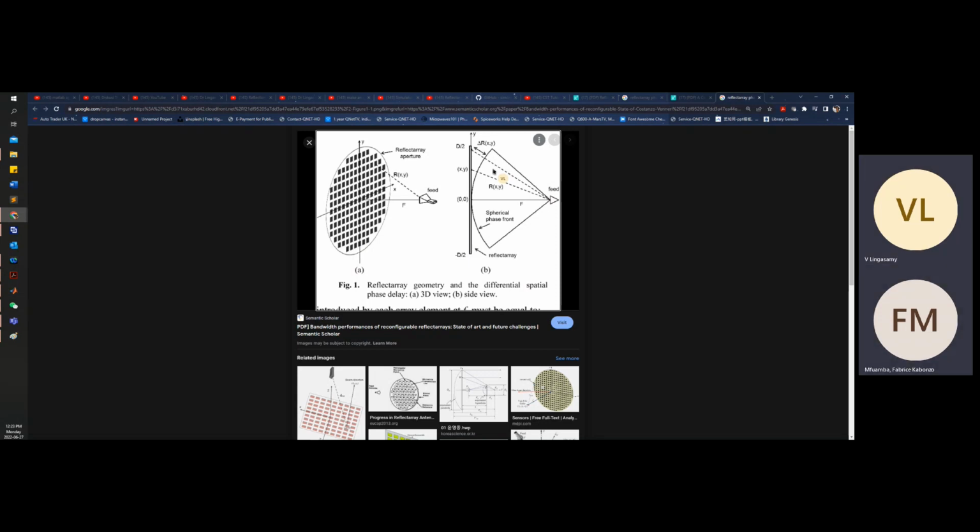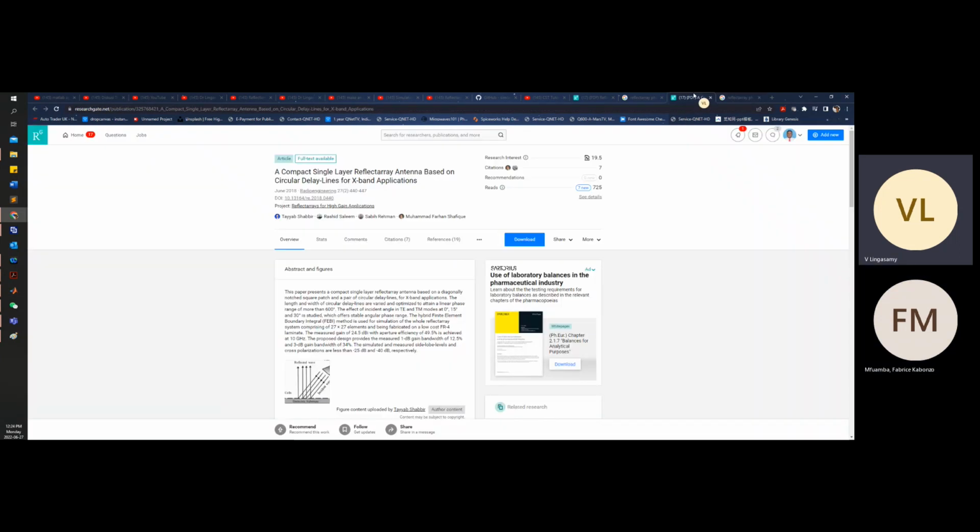That is done in two steps. First, we need to find out what phase to compensate at each point with the help of the parabolic equation. The parabolic equation tells, for each location of the element in the array, whether circular, square or rectangular, what phase I have to introduce such that I can get a planar wavefront. That is the idea basically.